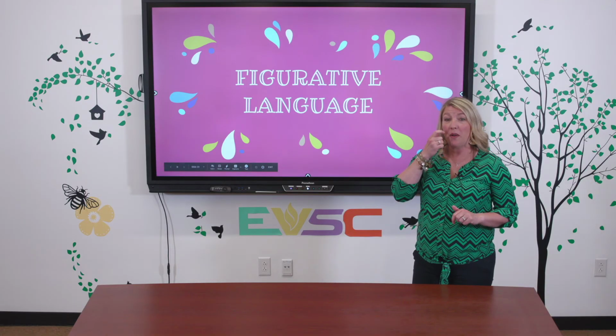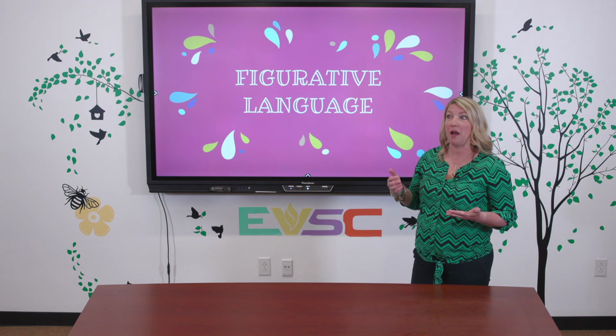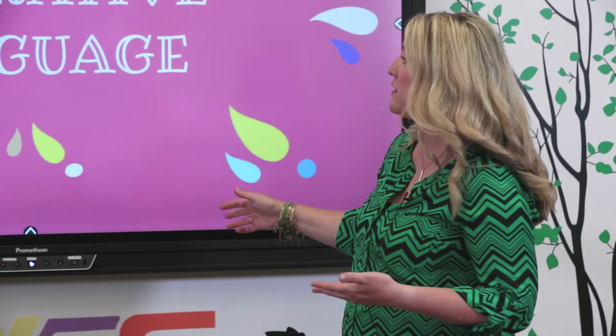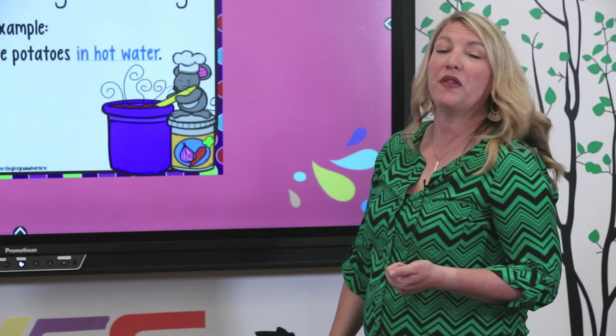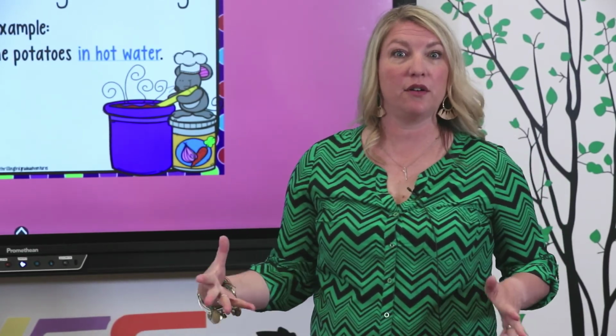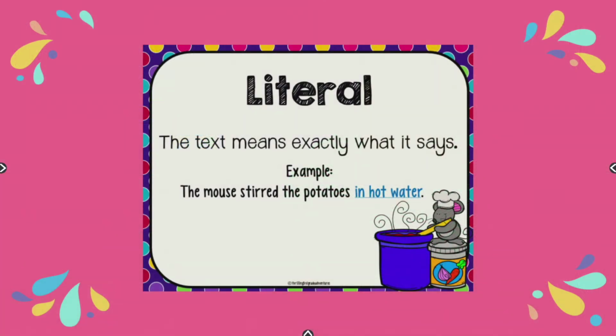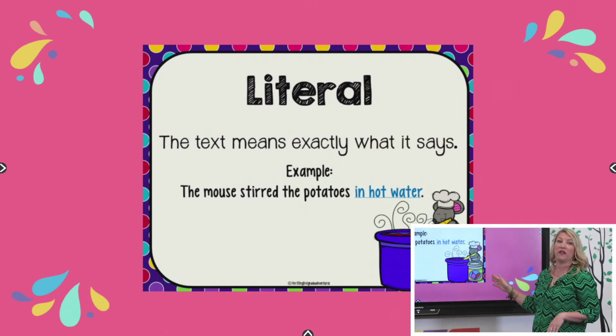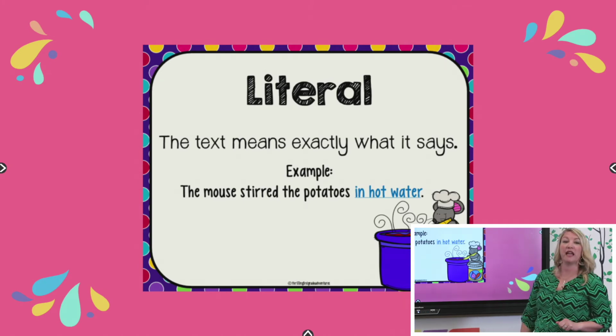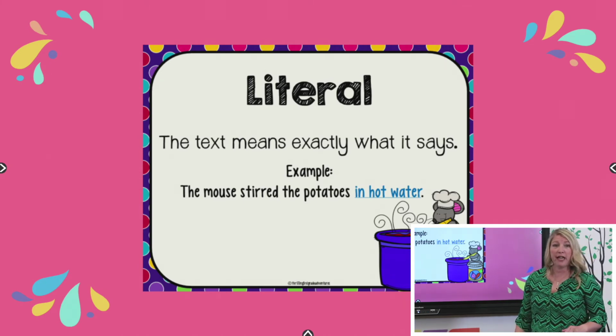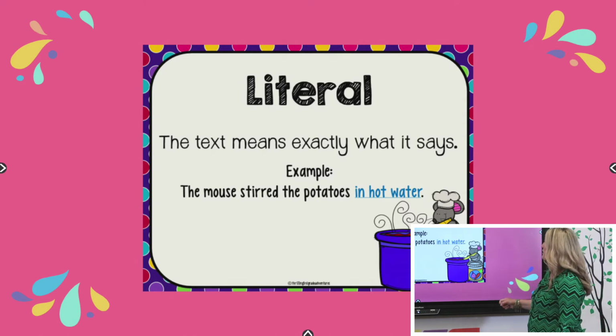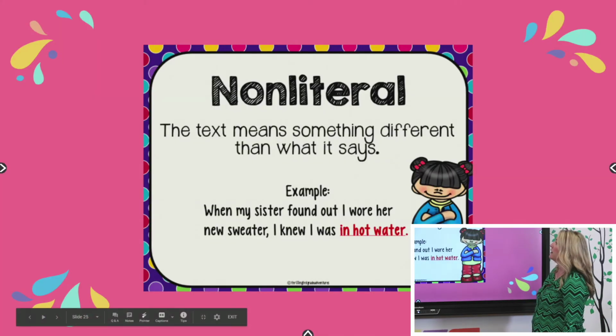And we're going to look at figurative language. So before we read our story, we're going to review some figurative language first. Thinking about figurative language, we've got literal and non-literal. Literal means that it's exactly what the text says. So for example, the mouse stirred the potatoes in hot water. So literally, the mouse has a big pan of hot water and is stirring the potatoes in the hot water. That is exactly what is happening.